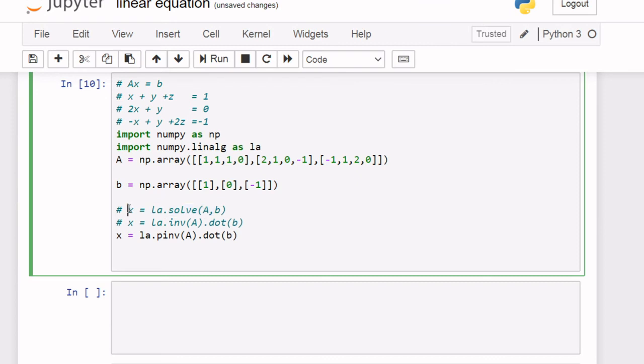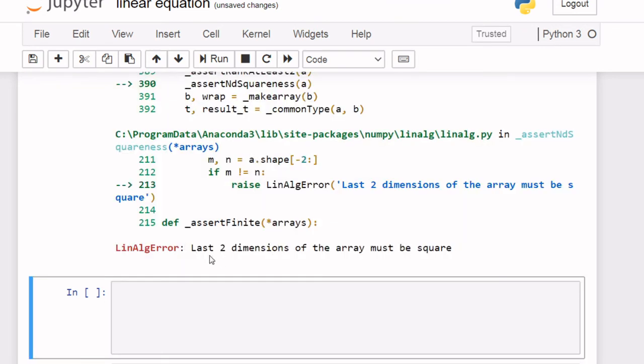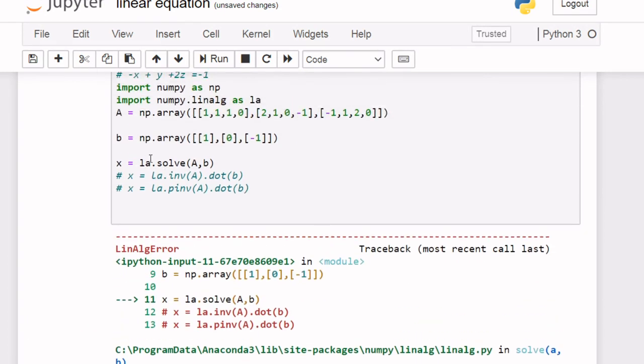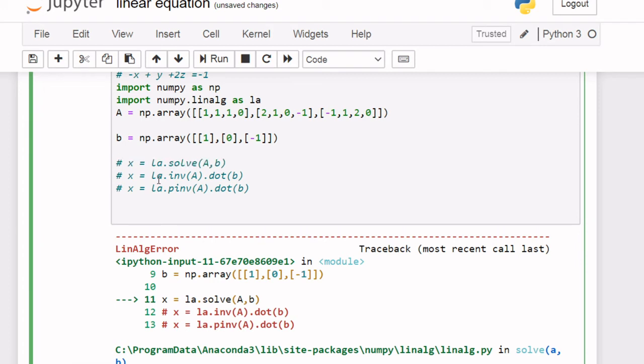Suppose we use this for a non-square coefficient matrix, let's check what it gives us. It says that the last two dimensions of the array must be square. So to use this solve function, the matrix A must be a square matrix, so we are not going to use this method.